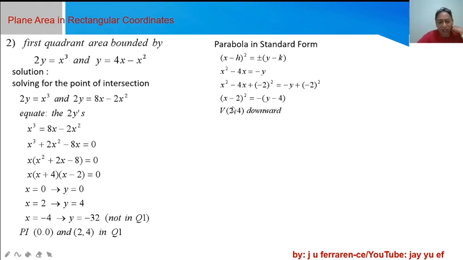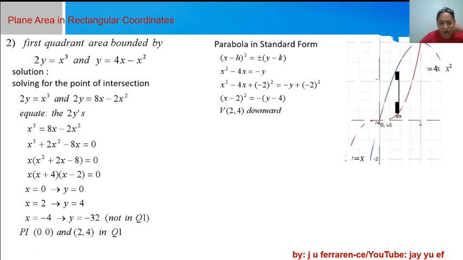The vertex is found where? This is my h, 2, and my k is 4. This is negative, which means it will open downward. With the vertex of your parabola and the points of intersection we have, I can now proceed with my graph. Okay, so here we have the graph: 0, 0 and 2, 4. So the two curves are actually intersecting right at the vertex of our parabola here. So this is 0, 0 and 2, 4, and this is now the graph.